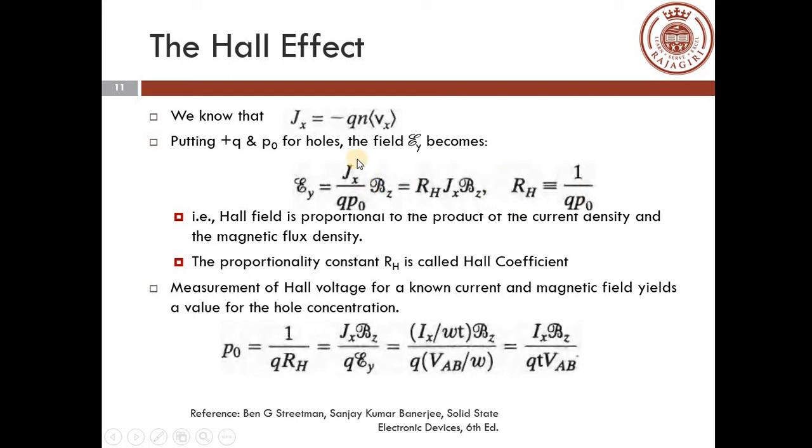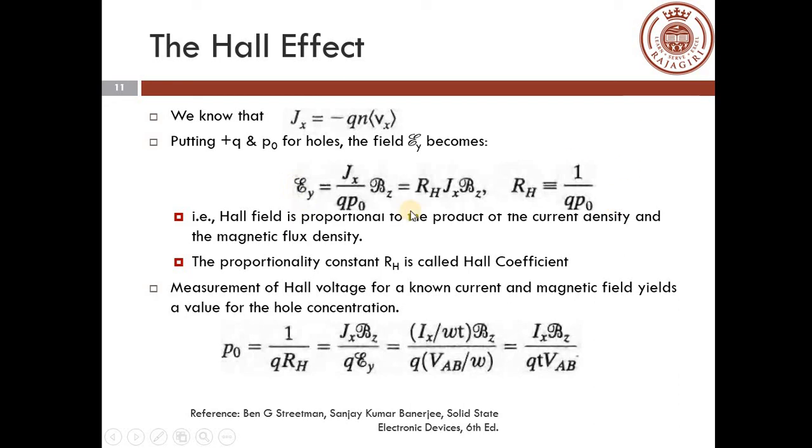So this 1 by q po can be written as RH. So the entire equation for epsilon y can be written as RH into Jx into Bz, where RH is equal to 1 by q into po. That is, the Hall field epsilon y is proportional to the product of current density Jx and the magnetic flux density Bz, and that proportionality constant RH is called the Hall coefficient.